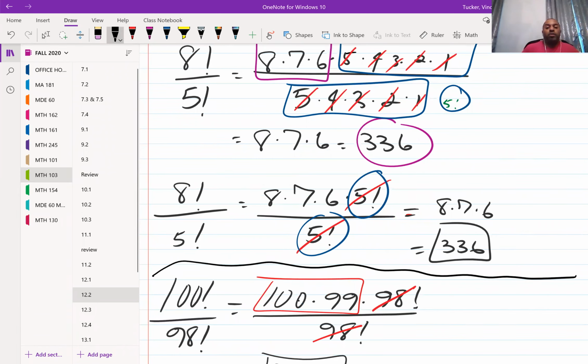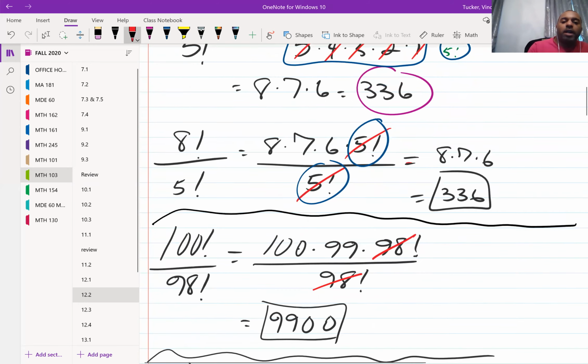If we had 100 factorial over 98 factorial, we don't want to have to write 100, 99, 98, 97, 96, 95, all the way down to 1. So all we do is recognize that we have 98 factorial right here, and we just take the 100 factorial down to just 98 factorial and cancel that out with what's on the bottom. That leaves us with 100 times 99, which is 9,900.